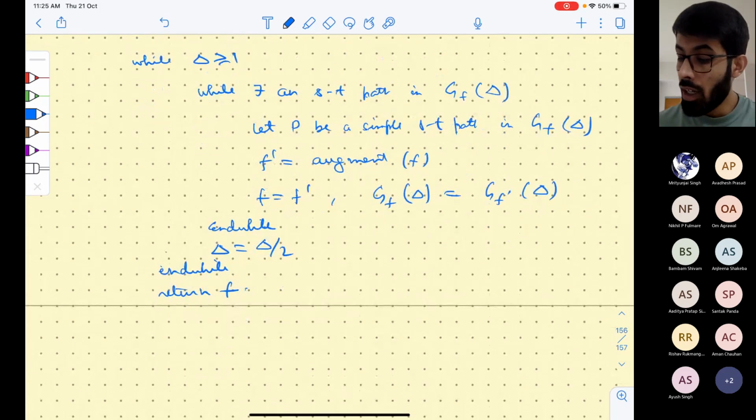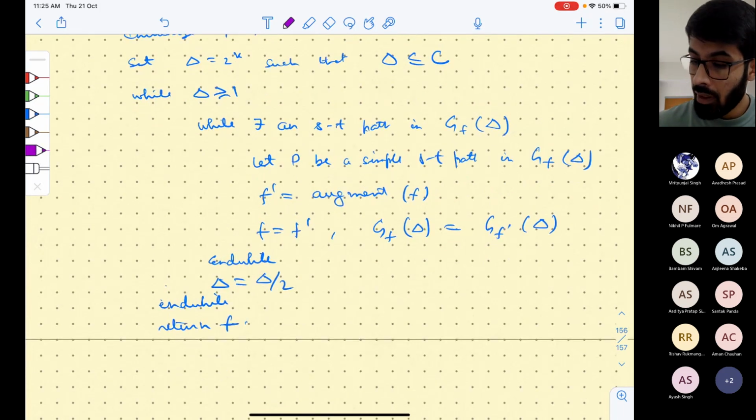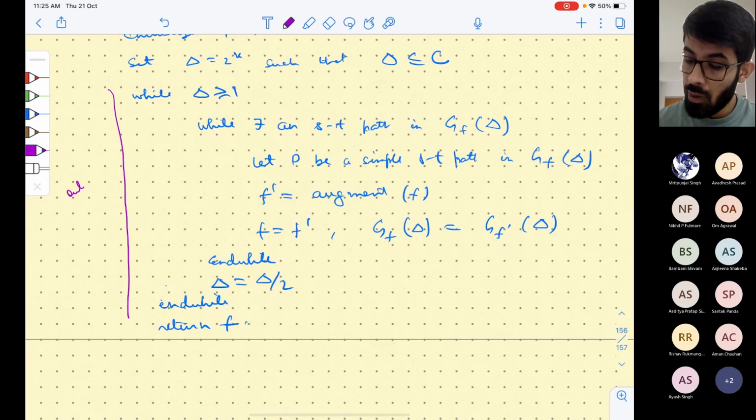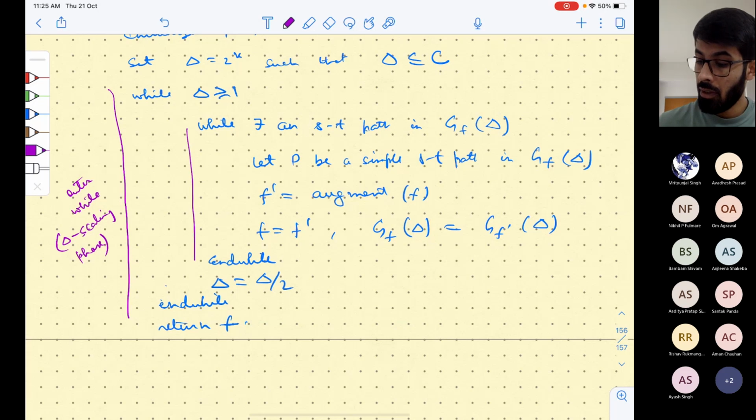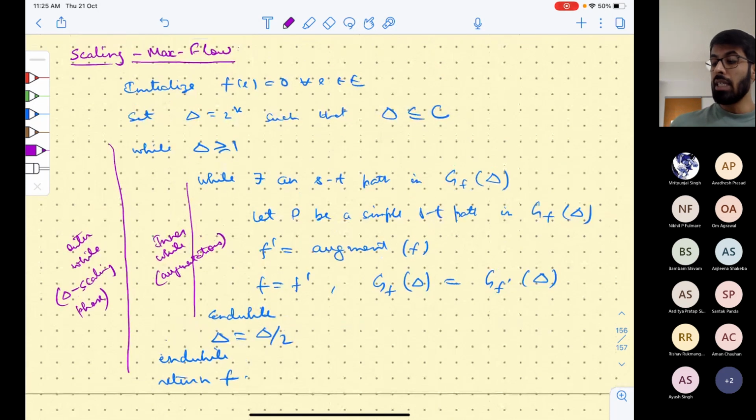Okay. So now there are these two while loops here. This is one while loop, right? So let's call this the outer while loop. In the book, they call it the delta scaling phase, because we are scaling the delta in this. And this is the inner while loop. This is where augmentations are happening. Okay. So is at least the description of the algorithm clear? What the algorithm is trying to do? Any question about that?